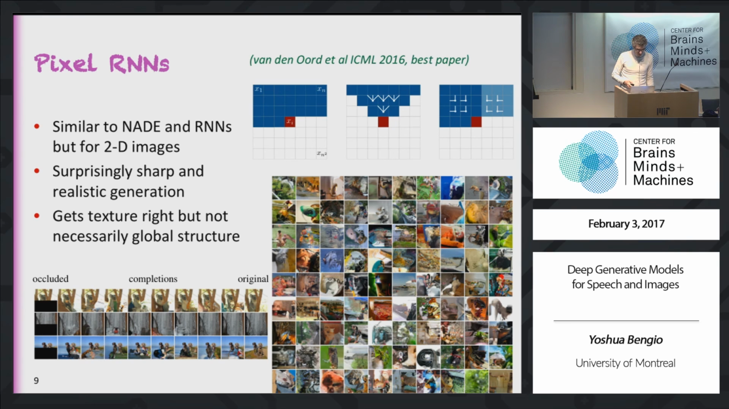So quickly, these recurrent nets can be generalized, and you heard about it yesterday too, to 2D data, and you can generate pretty impressive images using these kinds of generalizations.